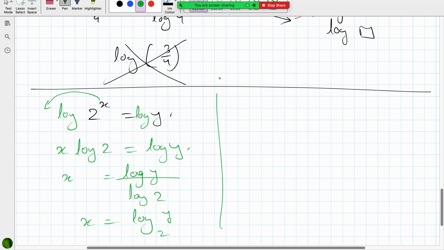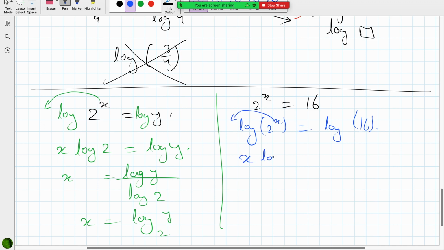For example, if you are asked to solve without using a calculator, let's say we have 2 raised to power x is equal to 16. So I can apply log on both sides, and this will become log 2 raised to power x is equal to log 16. Now I'm using power rule and bringing this x down. So this is x log 2 is equal to log of 16. So x is equal to log of 16 divided by log of 2.